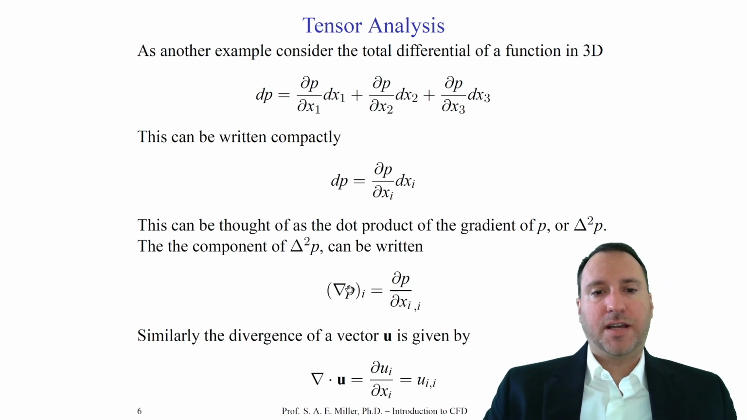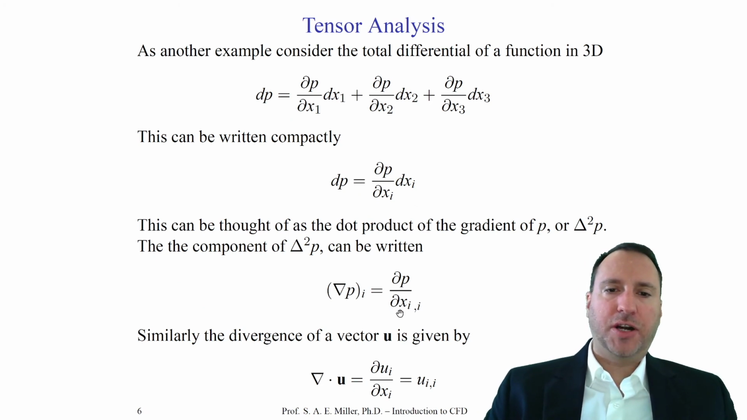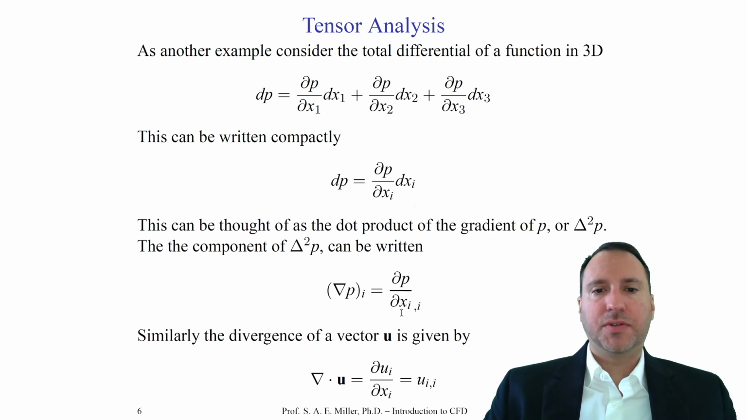You might find this type of term directly in the equations of motion. Here, partial p partial x sub i denotes that it's the partial derivative of static pressure in the i direction, and the comma i means that we're taking the partial derivative of the term.